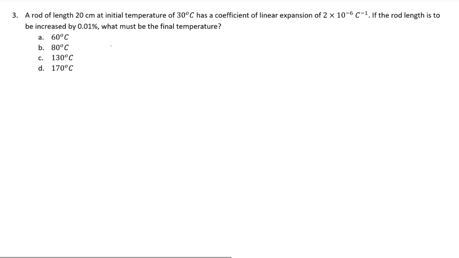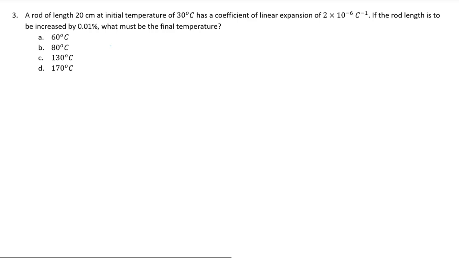In this question, we are told that we have a rod of length 20 centimeters and that it is at an initial temperature of 30 degrees Celsius. We are also told that the coefficient of linear expansion alpha for the rod is 2 multiplied by 10 to the minus 6 inverse Celsius. Remember what this alpha means. This alpha tells you how good the rod is at transferring heat. Different objects will have different alphas depending on what they are made of. The question then tells us that we want to increase the length of the rod by 0.01%. We are then asked, if we want to achieve this, what must the final temperature of the rod be?